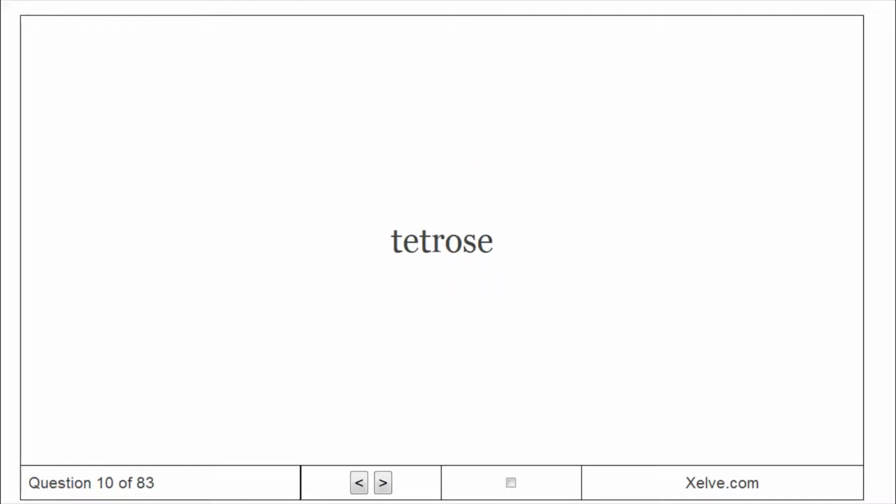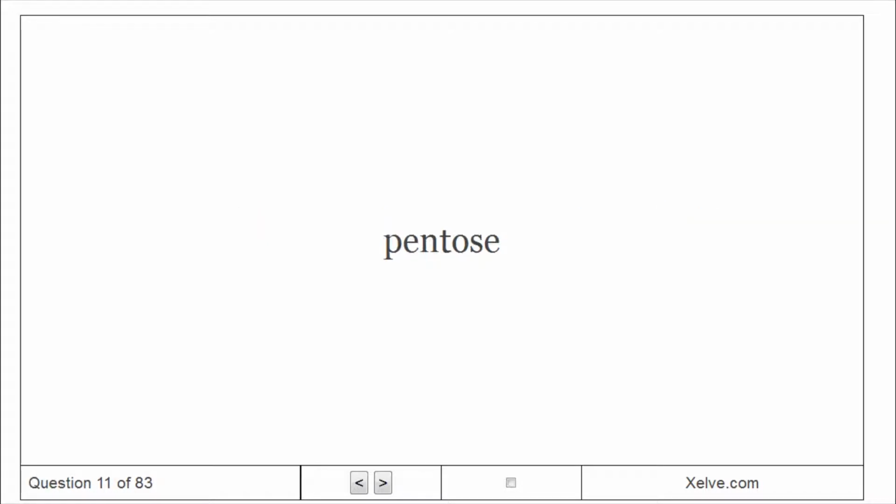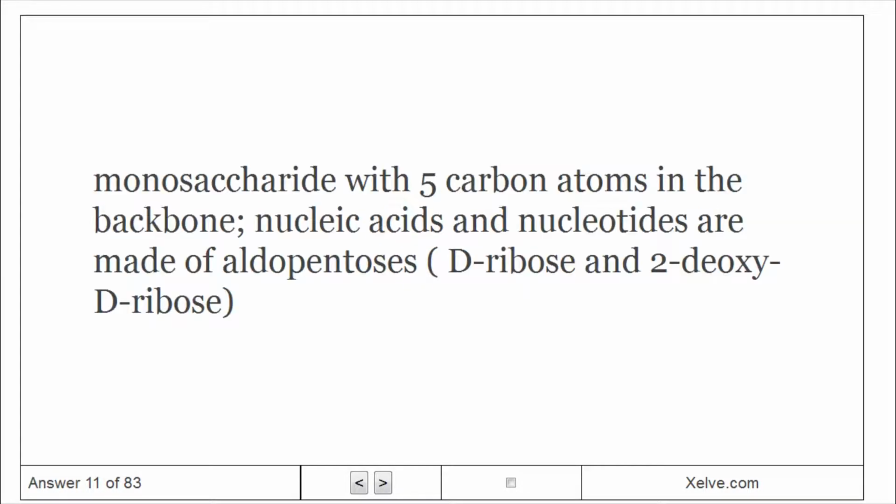Tetrose. A monosaccharide with 4 carbon atoms in the backbone. Pentose. A monosaccharide with 5 carbon atoms in the backbone. Nucleic acids and nucleotides are made of aldopentoses, D-ribose and 2-deoxy-D-ribose.